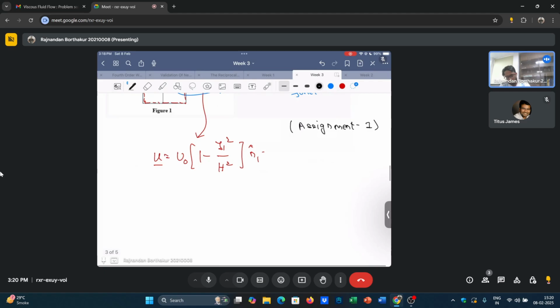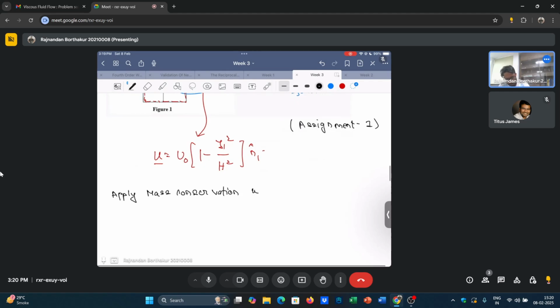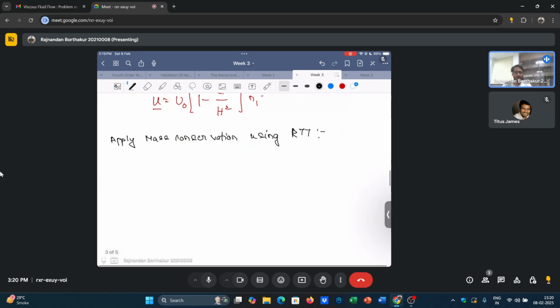So what we will now do is apply mass conservation using RTT. So by now I think you should be at least an expert at using RTT, because you have done this multiple times.